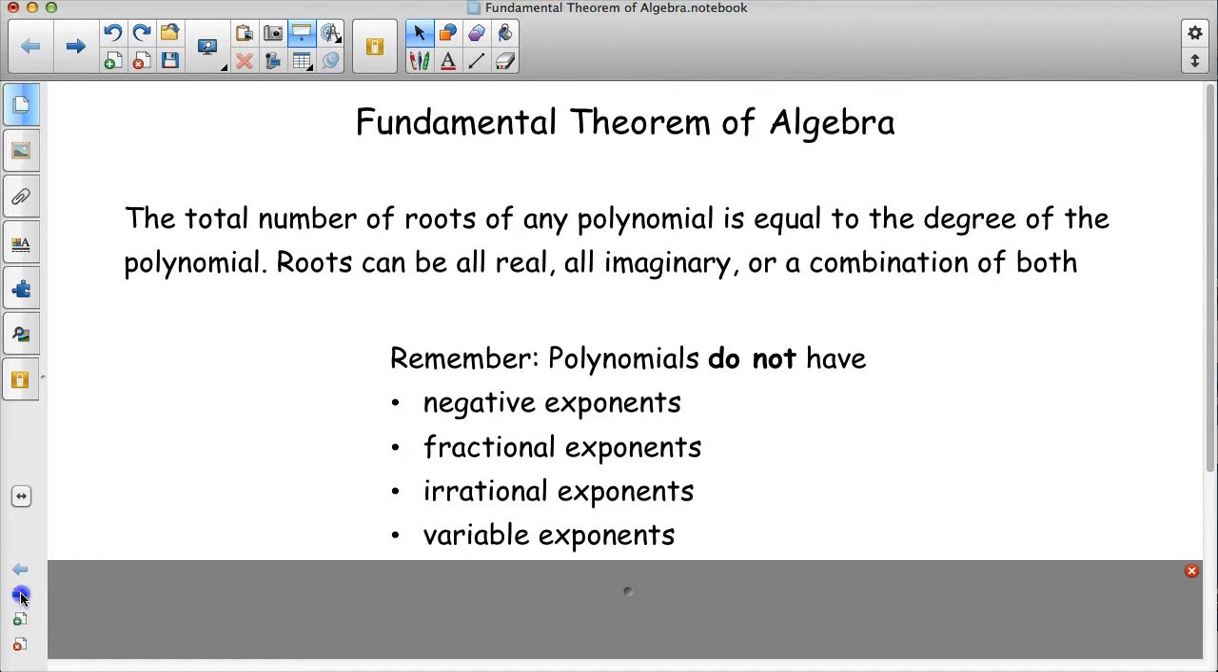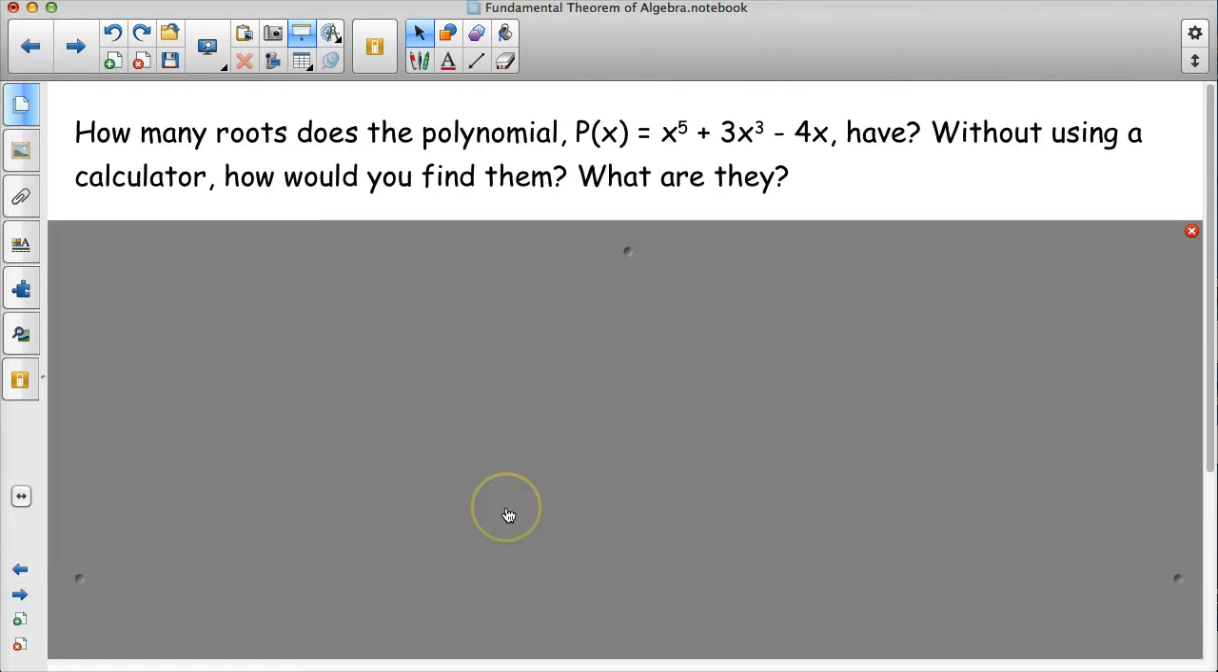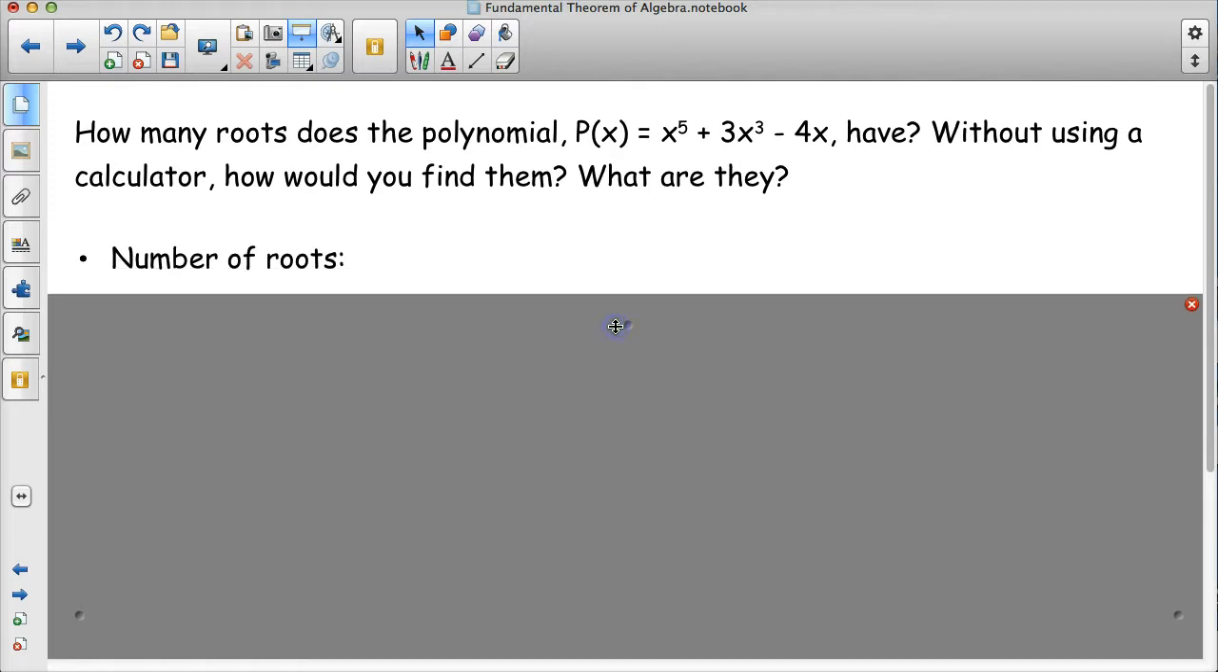All right, let's put this into practice. I have a polynomial. I want to know how many roots this polynomial has. And then without using a calculator, I want to know how to find them and what they are. So what's my polynomial? My polynomial p of x is equal to x to the 5 plus 3x squared minus 4x. So how many roots does it have? Well, what's the degree of this polynomial? Is it in standard form? It is. That means that my degree is 5. So I have 5 roots.